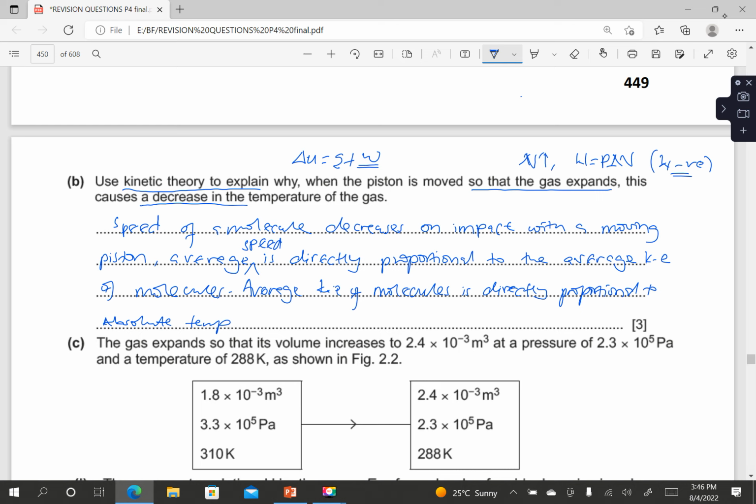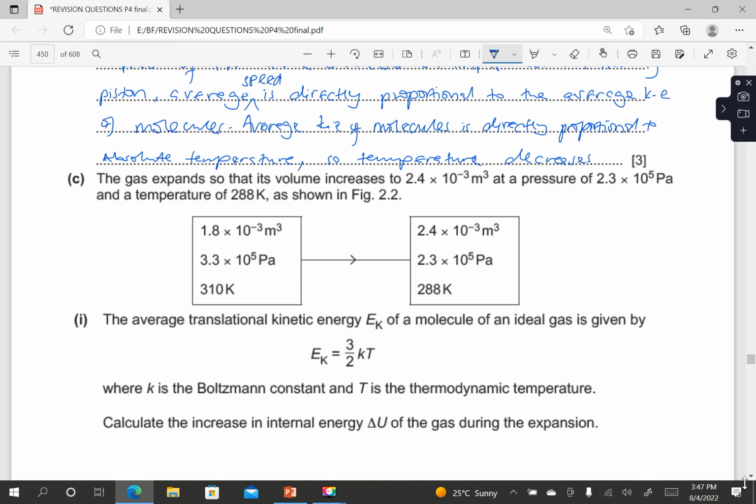To summarize: the speed of a molecule decreases on impact with a moving piston. The average speed is directly proportional to the average kinetic energy of the molecules. The average kinetic energy of molecules is directly proportional to the absolute temperature. Now that it decreases, we simply say that the temperature decreases. So this is a simple explanation for such a question. Okay, let's continue.